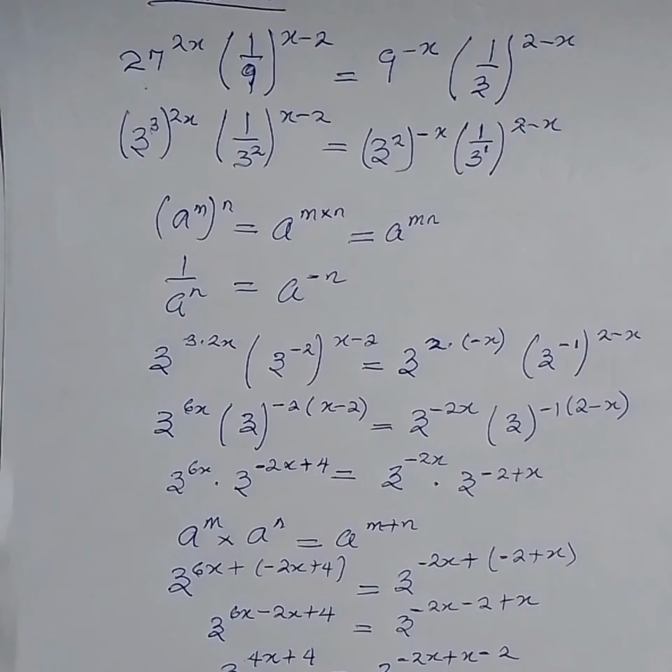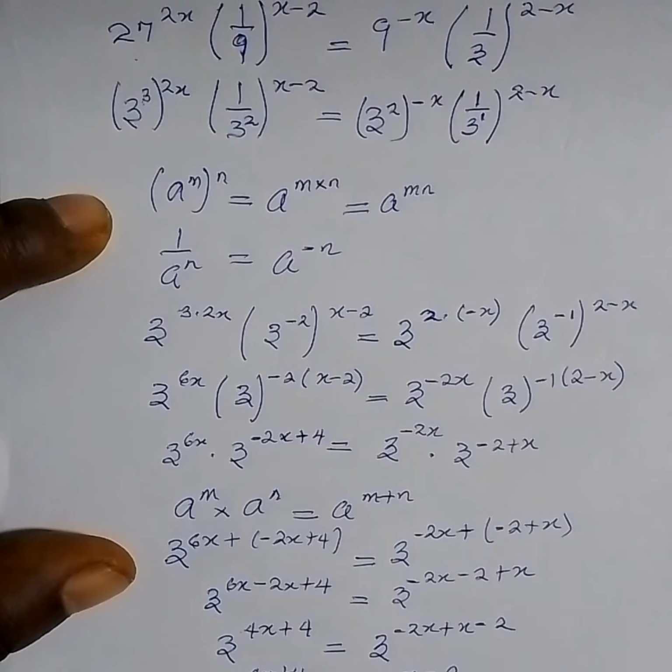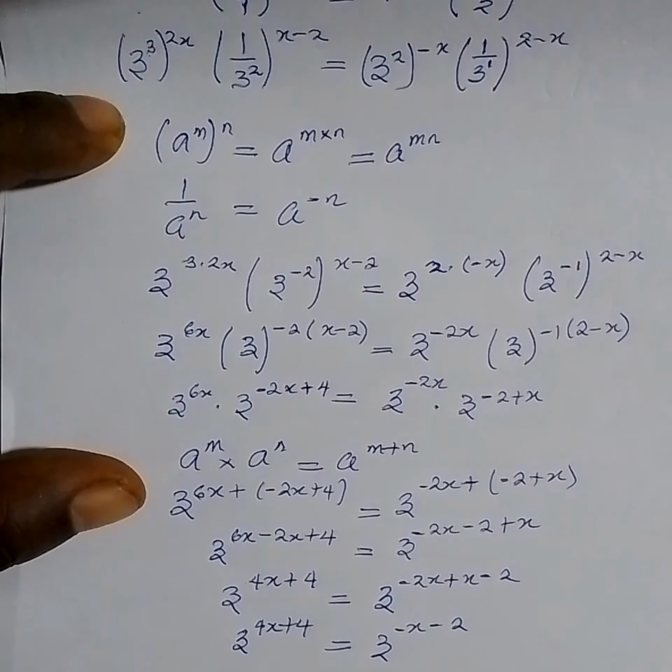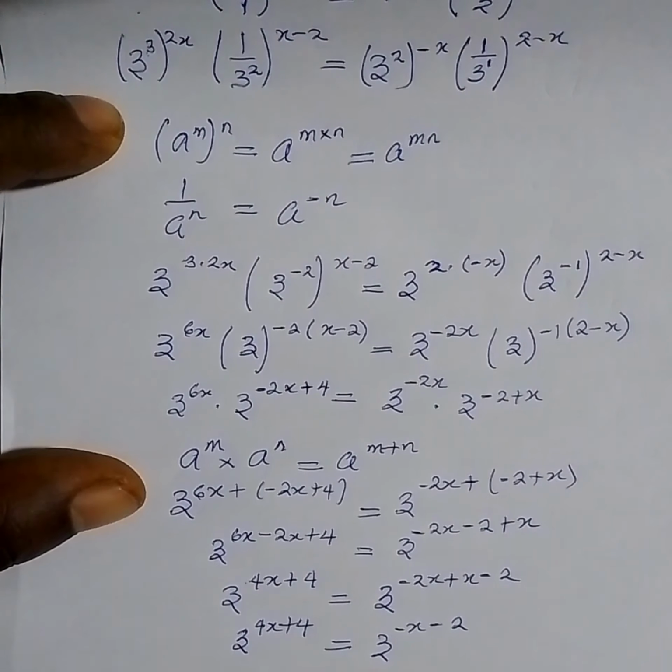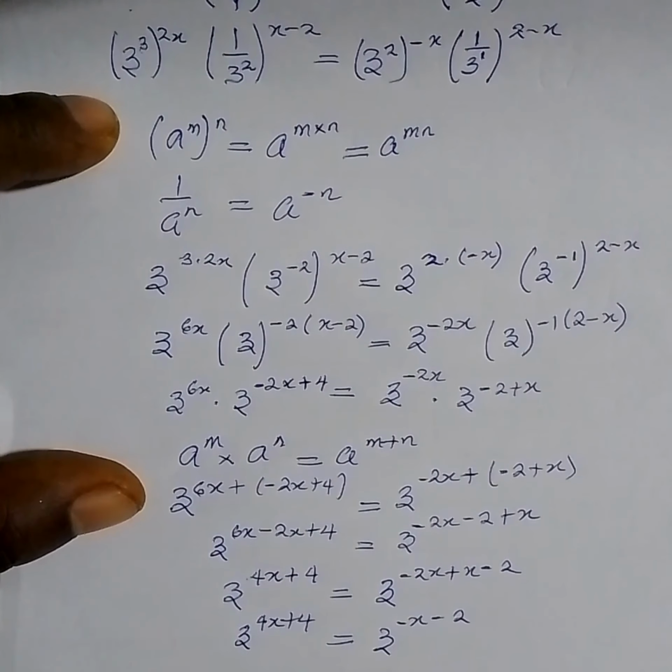So let's collect like terms. We have 4x plus x equal to minus 2 minus 4, and this gives us 5x equals minus 6. If we divide both sides of the equation by 5, we have 5x over 5 equal to minus 6 over 5. The 5s on the left cancel out, and we have x equal to minus 1.2. So this is our answer.